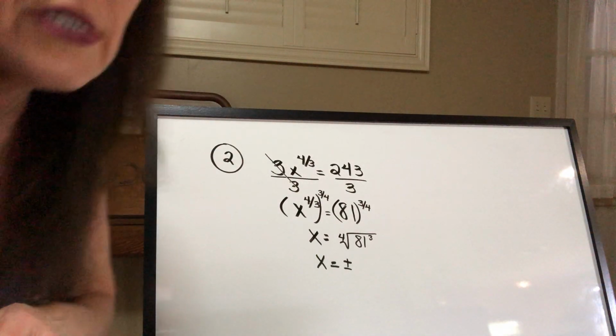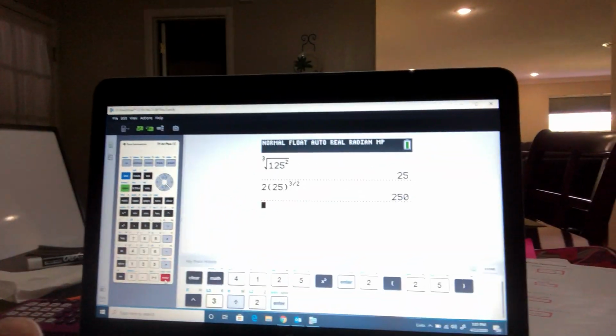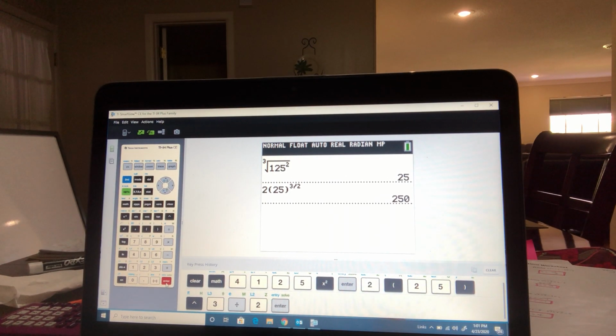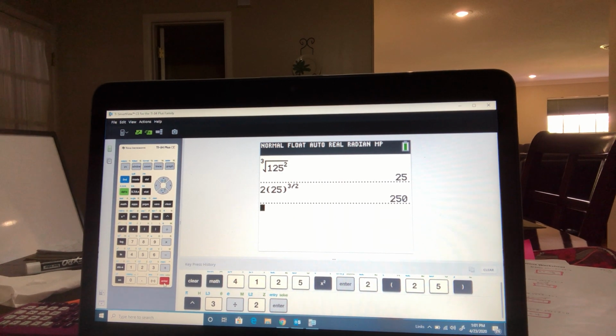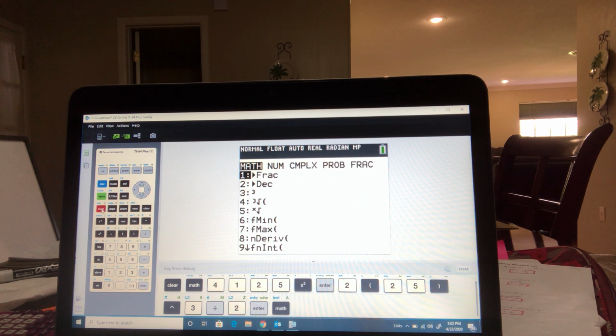Okay, so now I'm going back to the calculator to figure out what the 4th root of 81 cubed is. Now 4th root we talked about a while ago, but it may be a little different than my calculator if you have a slightly different version. So if I go to math, it would be option number 5 where there's an X over in the corner. I'm going to pick that.